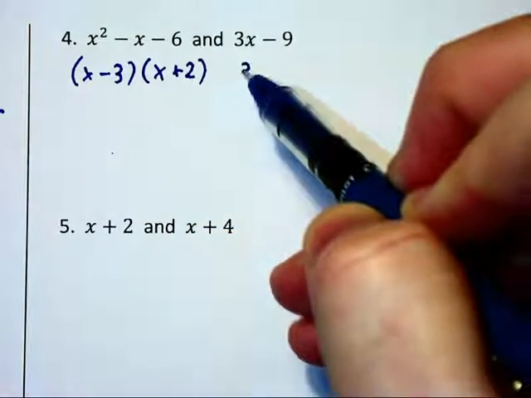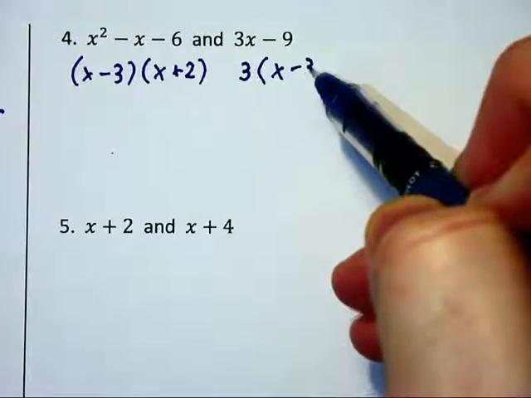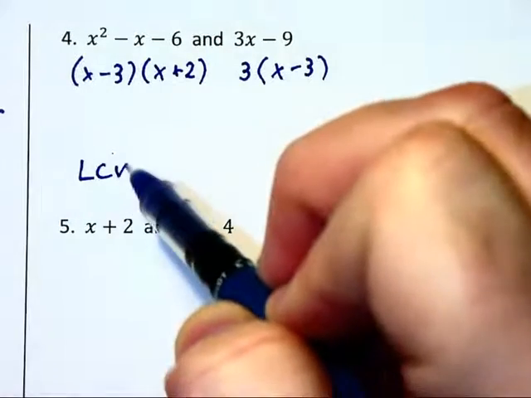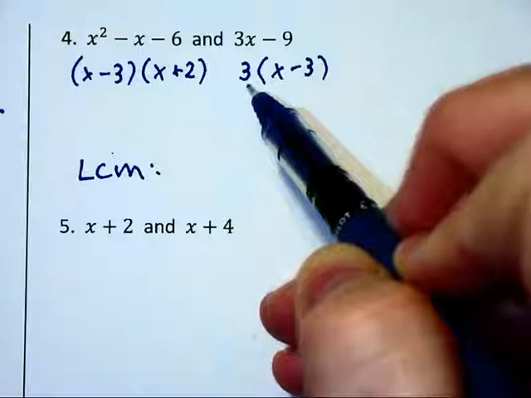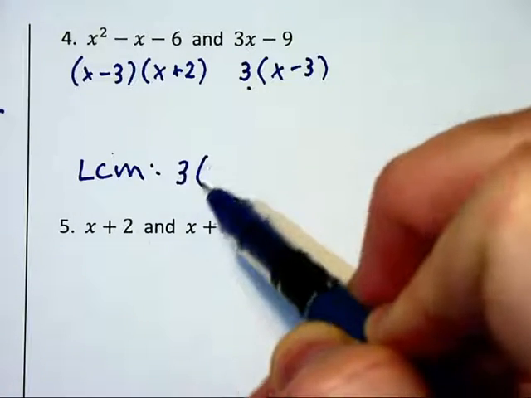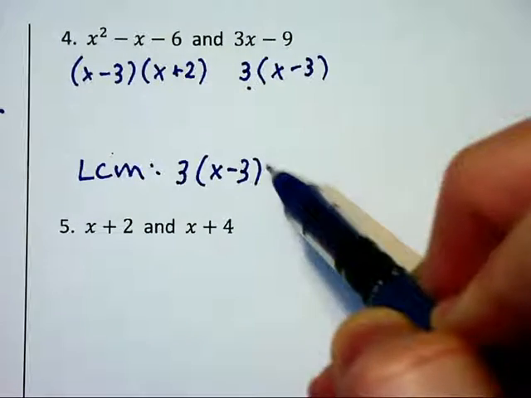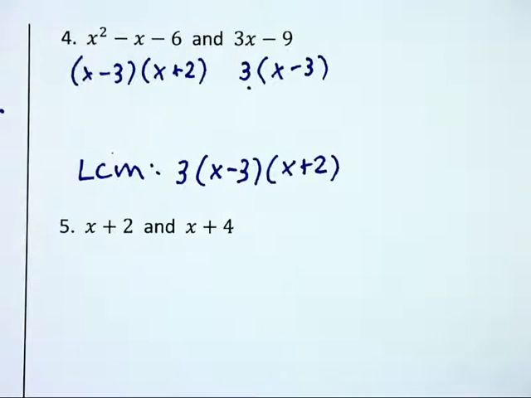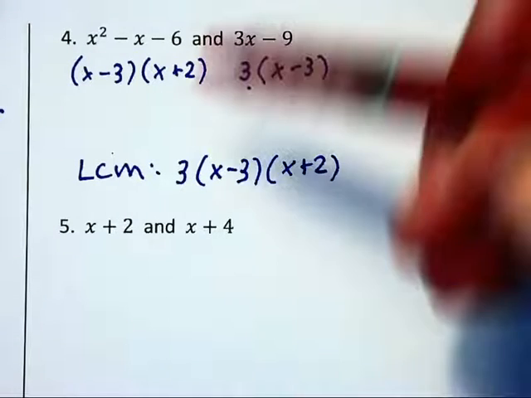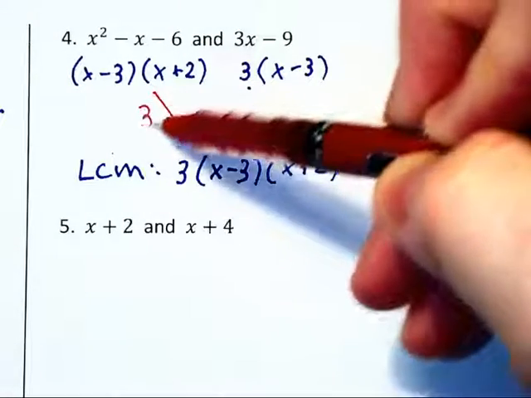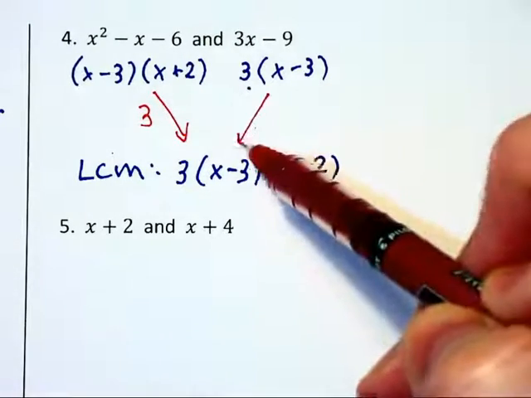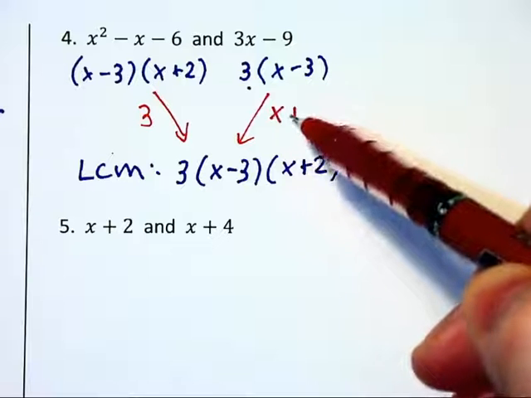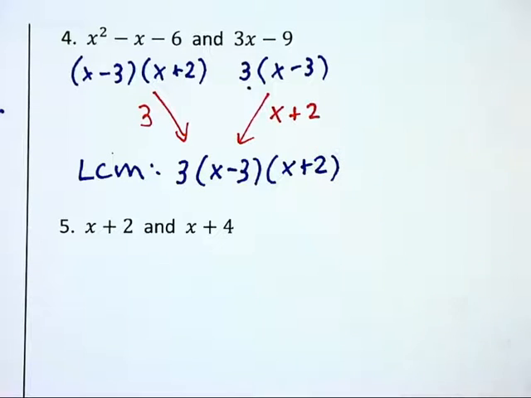In number 4, we factor the first expression to become x minus 3 times x plus 2, and the second expression to become 3 times x minus 3. The least common multiple will need to have that leading coefficient of 3 in it. It will also need an x minus 3 and x plus 2 so that the first expression can divide evenly into it. This first expression is getting multiplied by the missing 3, and the second expression is getting multiplied by the missing x plus 2 to go to that least common multiple.